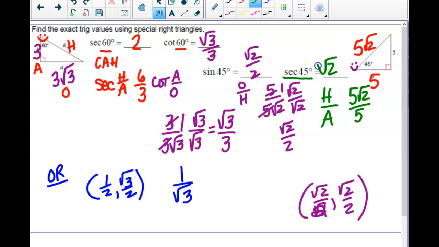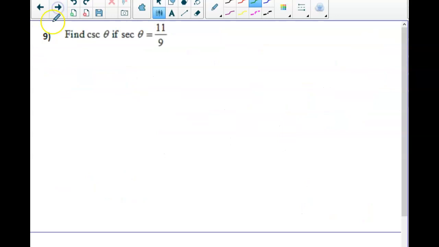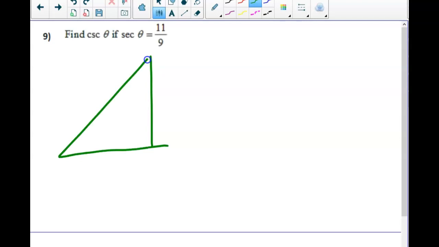Whether you use the special right triangles or the unit circle, I'm not going to know the difference, okay? But they're good. This particular section of the quiz deals with first quadrant special right triangles. It is not talking about sines. The same with this question. We don't have any clues what quadrant we're in, and it doesn't matter. We just have some random triangle whose secant is 11/9.